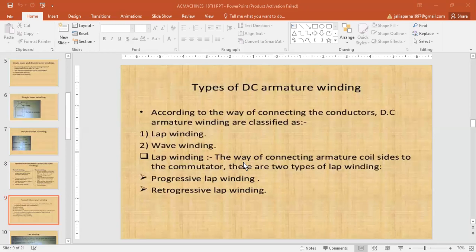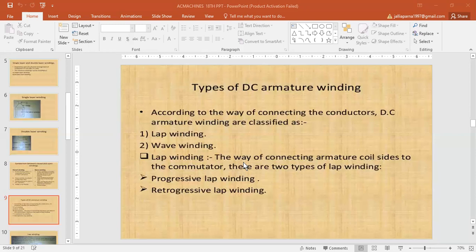The number of commutator segments is equal to the number of slots or coils, because the front ends of conductors are joined to the segments in pairs. The winding must close upon itself. That is, if we start from a given point and move from one coil to another, then all conductors should be traversed and we should reach the same point again without a break or discontinuity in between.